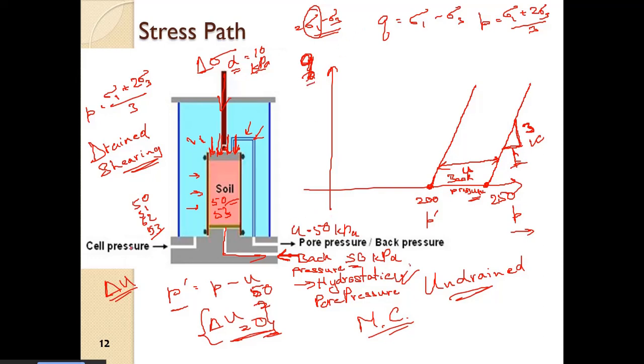Alright, and what about P now? P dash, the effective confinement, is equal to P minus U. Now P is remaining constant, so it is at 250, and P dash is at 200. So what will happen? From here onwards, initially the stress path will remain straight for a small value of deviatoric stress.